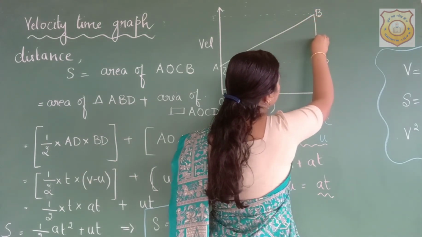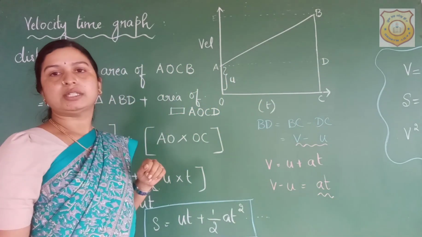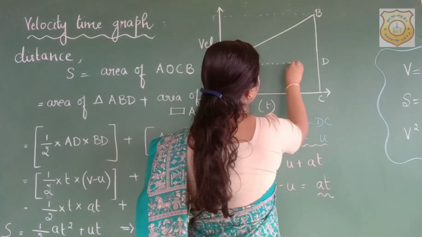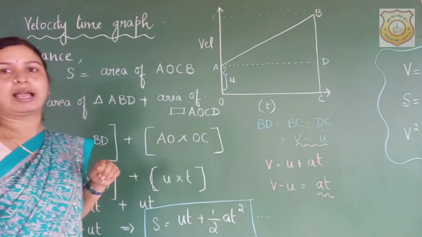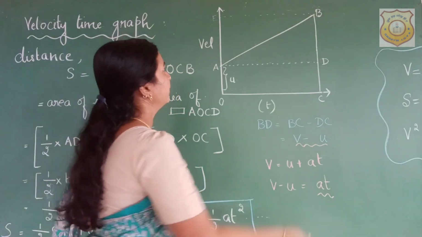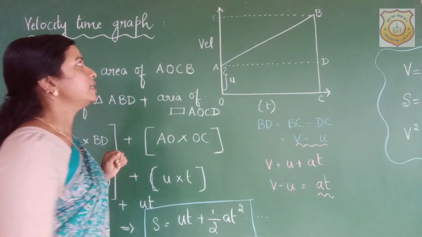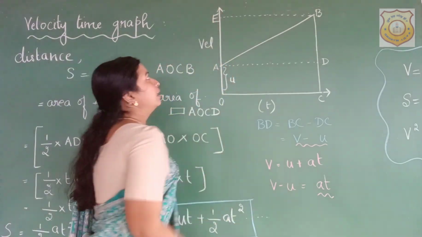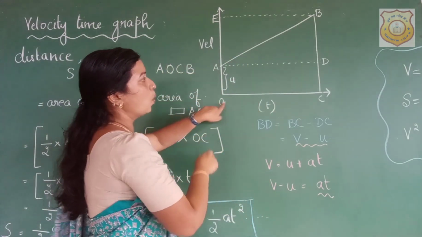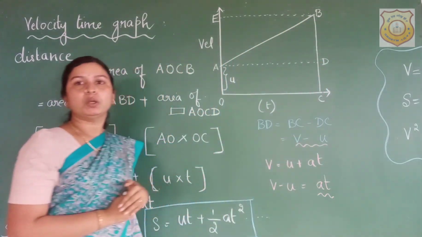From point B, we will draw a perpendicular line to C, to the time axis. Again, from point A, we will draw a parallel line to the time axis, and it will touch this line at the point D. And again from point B, we will draw a line perpendicular to the velocity axis at E. So this complete figure, if you see AOCB, this is the area enclosed below the line.